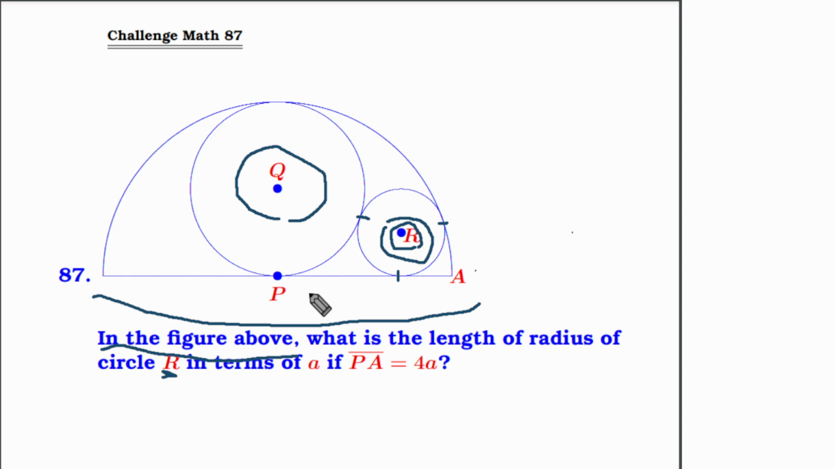For simplicity, I define the length of PA as 4a, which means the radius of the semicircle is 4a. This radius is 4a. So in terms of a, what is the radius of R? That's your question.